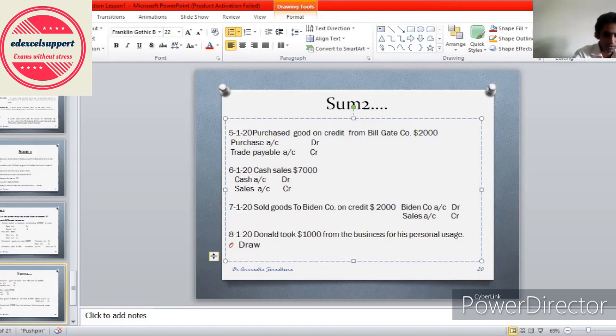So the drawings account will come and the other account is, taking money, so cash will come. So the drawings account will be debited, expense increases, and money is going from the business, so the cash account will be credited. So I think we have discussed the complete sum 2 here.